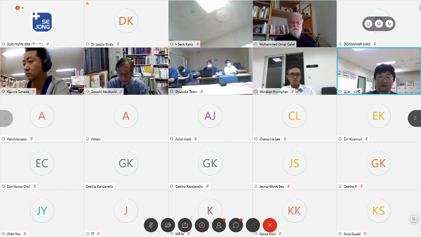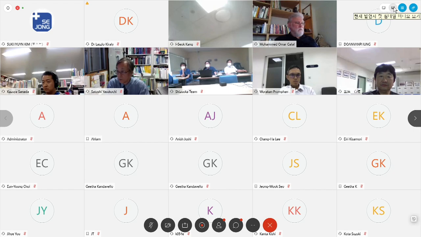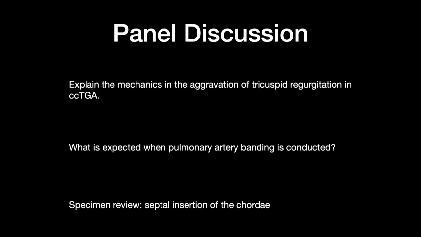In this time, I cannot remember the QRS duration after PDA closure, but the main mechanism for aggravating TR is the decreasing LV pressure, just a shifting of the interventricular septum. Okay, sure. Okay, keep on.